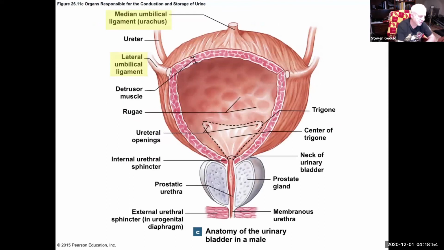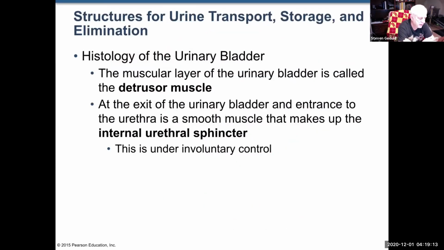So this is the median umbilical ligament. And this is your lateral umbilical ligament. That helps anchor the urinary bladder in place through those two ligaments, medially and then laterally on both sides. The layer of the urinary bladder is also called the detrusor muscle. That's the muscular layer of the urinary bladder.